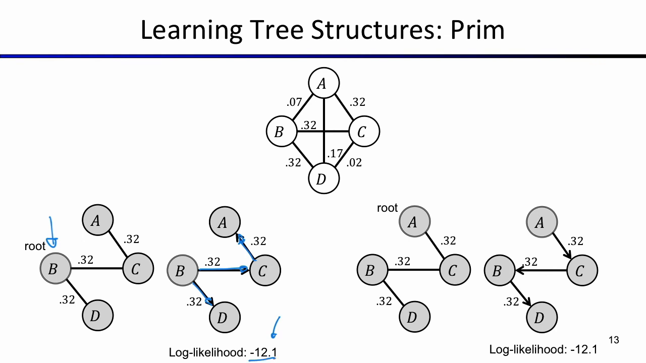And if we select A as a root, we're going to have this sequence here. So everyone going away from the root. And if you compute the log likelihood, again, it's going to be the same number. So it doesn't matter which one is the root of the tree.